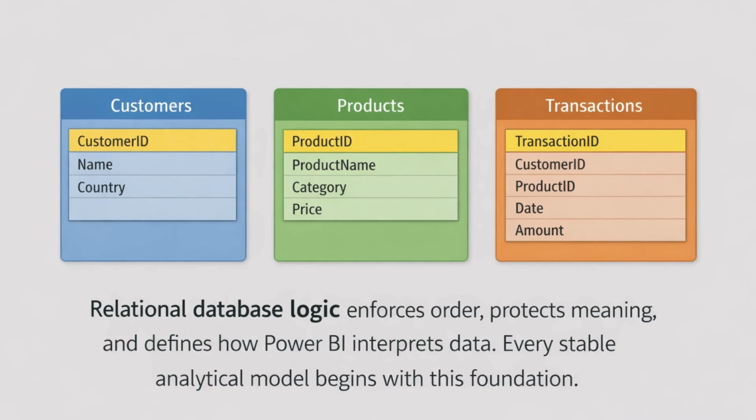Power BI always looks at the data structure first. Charts, tables, and numbers appear later. This means the way data is organized controls every filter, total, and calculation shown on the screen. A clear structure leads to reliable results. A weak structure leads to misleading outputs, even if the visuals look professional.